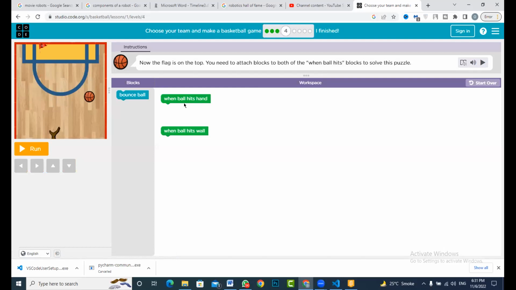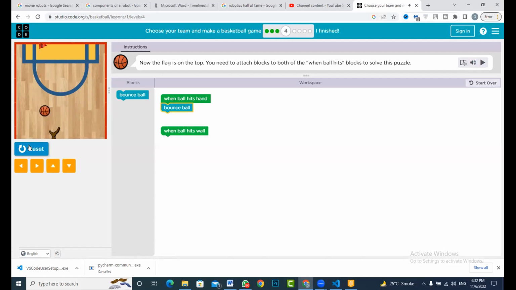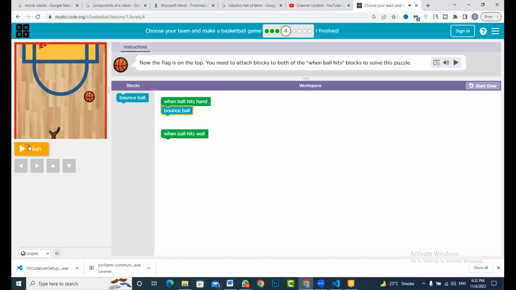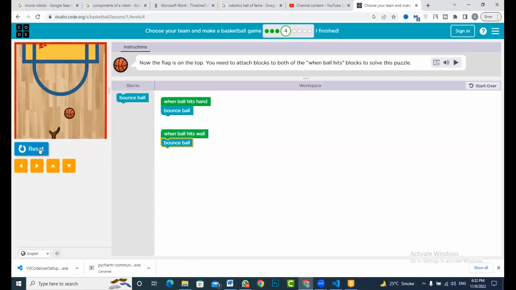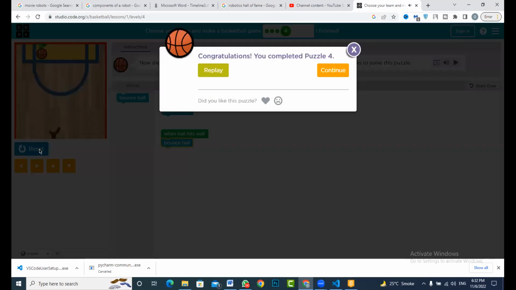Now I have got two options here. When the ball hits the hand, it bounces, that's fine. But what happens when the ball hits the wall? What should happen if the ball hits the wall? The ball should also bounce back. So that is why you can attach when ball hits wall, bounce ball with it also. And now when you run it, you would see when the ball hits the hand, it bounces back, goes back in air, touches the wall, goes back in air, and then touches your flag.